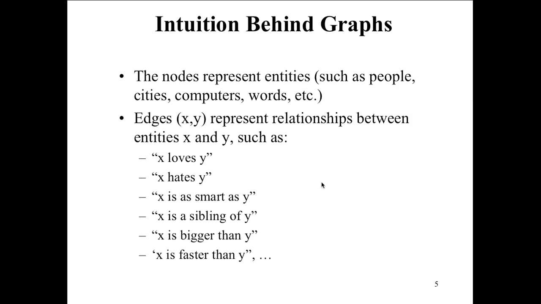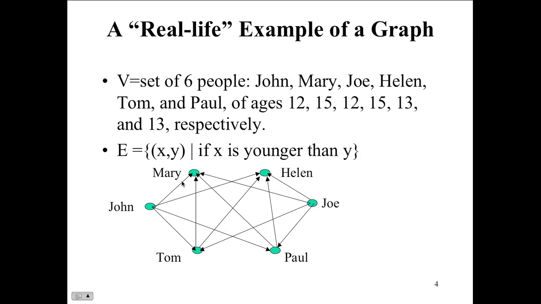In terms of the intuition behind graphs, the nodes represent entities such as people, cities, computers, words, etc. The edges, X and Y, represent the relationship between the entities X and Y, such as X loves Y, X hates Y, X is smarter than Y. So we have a relationship represented by the edges between the nodes, and the nodes are representing something. In this particular case, the nodes represent the people, and the edges are the relationships of who's younger and who's older.